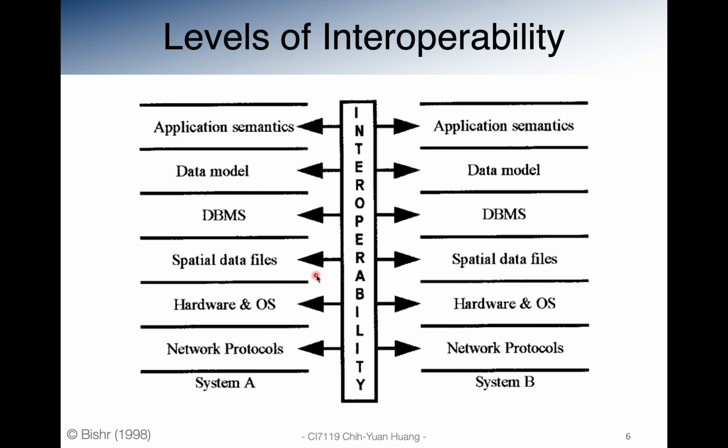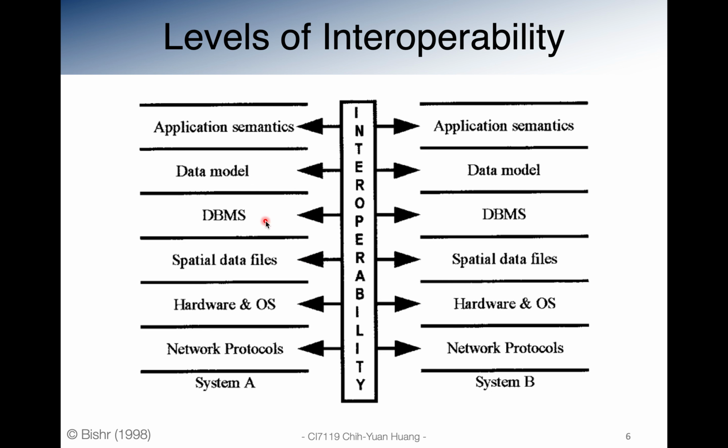That means, for example, system A and system B could be using the same coordinate system. They could be using the same data format of the spatial data, for example, the shape file or other types of format. As long as those formats, coordinate systems, or settings are coherent with each other across system A and system B, then you can achieve this level of interoperability.